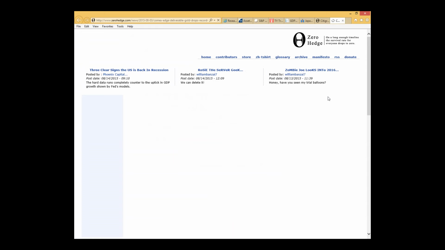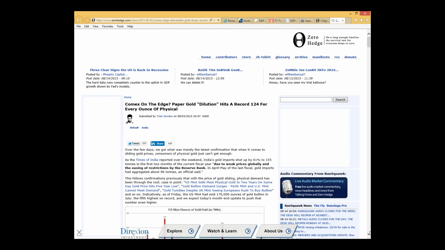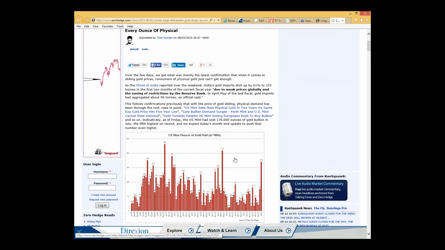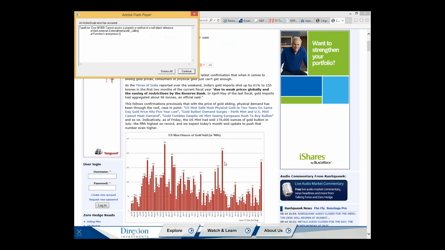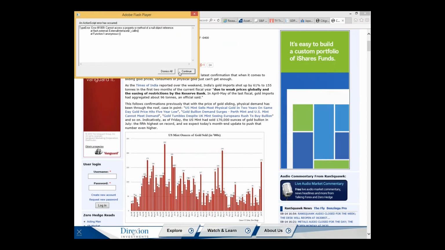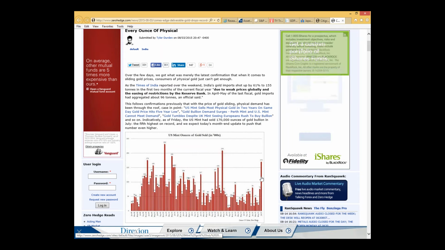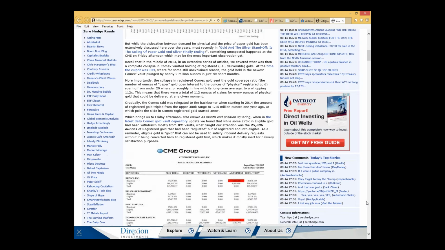There's also another article. So we've seen pretty strong demand for gold and silver coins at the US Mint, the Canadian Mint, and also the Perth Mint in Australia. This is a graph showing the U.S. Mint ounces of gold sold. So there's a big increase in July when the price came down.